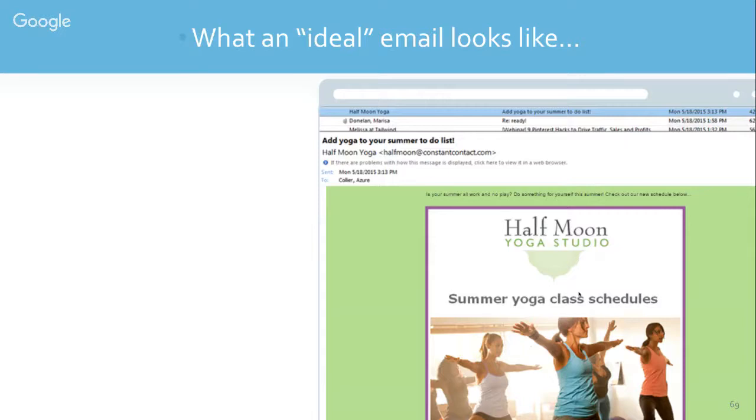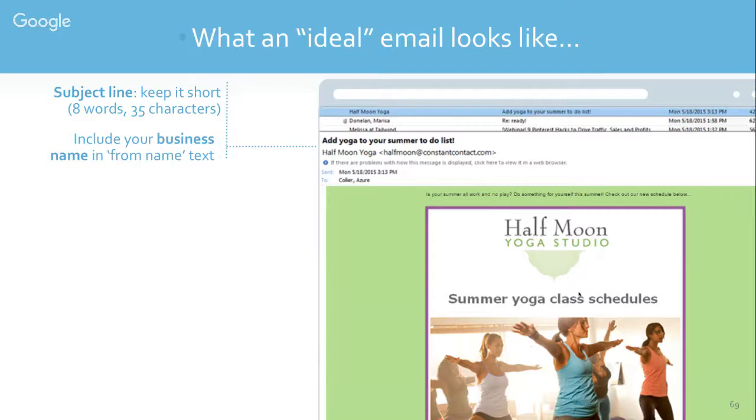Here again is what an ideal email looks like. First, a short subject line: Add yoga to your summer to-do list. 8 words, 35 characters is about average. Keep it short, concise, and tell people why they should care right away. Include your business name in the from name text. So Half Moon Yoga might want to be Dave at BizzyWeb, or Dave Meyer at BizzyWeb, or whoever your company is most recognizable to the people that subscribe.